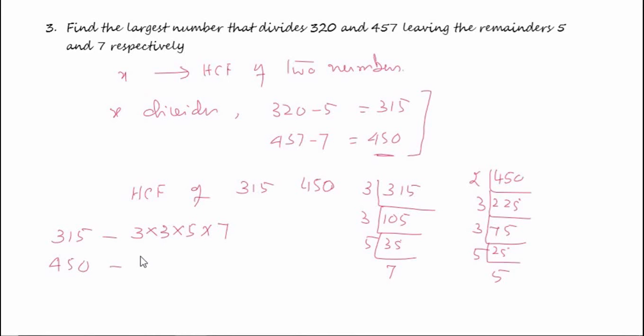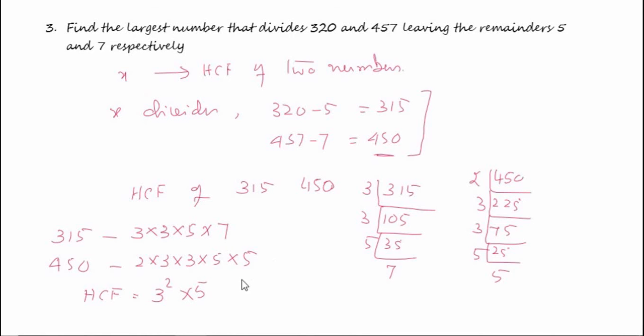450 can be written as 2 into 3 into 3 into 5 into 5. So the HCF of these two numbers is now 2. Here the power of 2 is 1, here nothing, so we won't take 2. Here the power of 3 is 2, here the power of 3 is 2, so we need to take 3 square. Then here the power of 5 is 1, here the power of 5 is 2, so we will take the least of the power, that is 5.